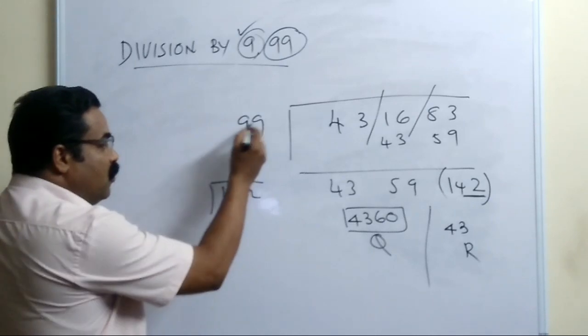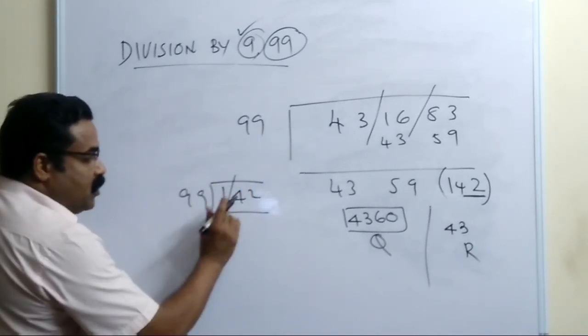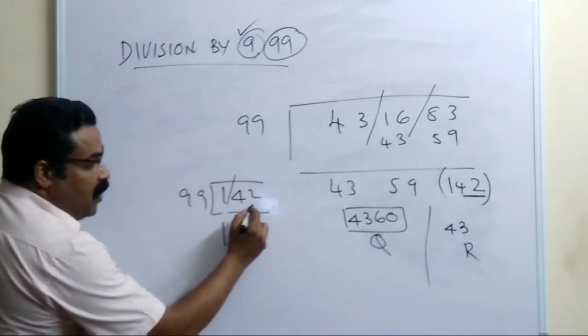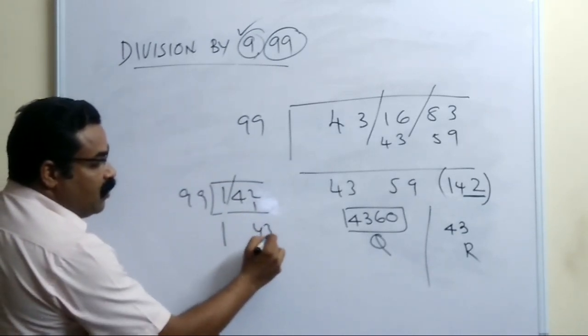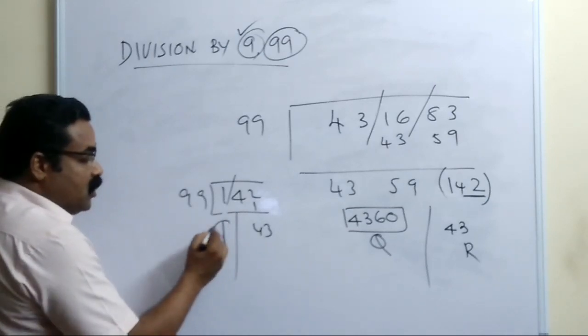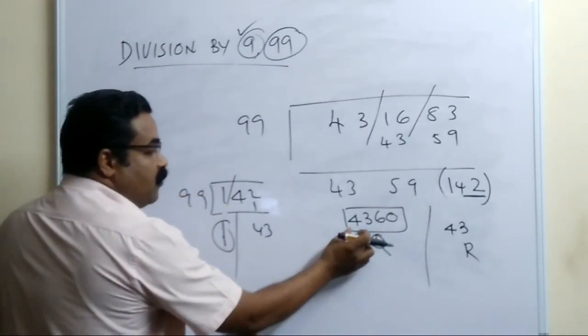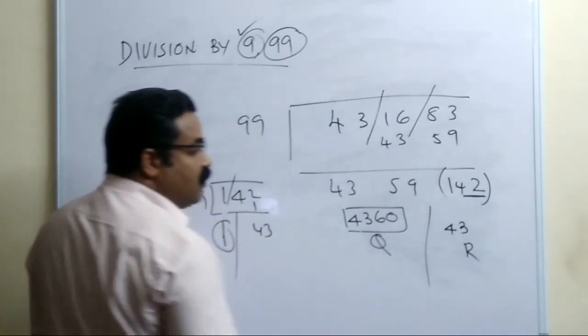In 142, if you divide by 99, what is the method? This pairing will be like this. So this 1 will come here, and that 1 will be added here. So that will become 43. So 1 is the quotient and 43 is the remainder. So this 1 also will be added with this 59 to get 60. So the quotient is 4360 and the remainder will be 43.